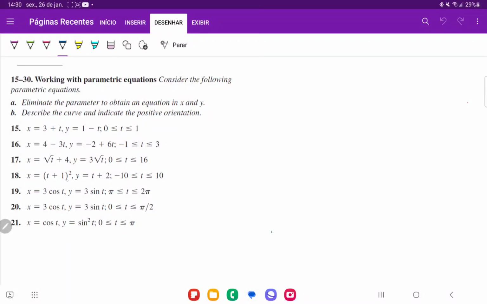For number 18, we're given these two parametric equations. First we want to eliminate the parameter to obtain an equation in x and y, and then we want to describe the curve and state the positive orientation. So we have these two equations: x is equal to (square root of t plus 1) squared, and y is equal to t plus 2.